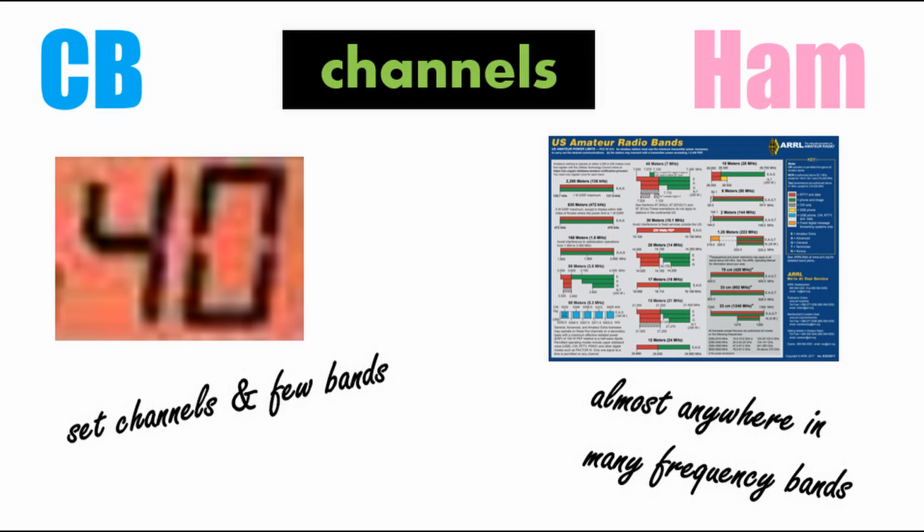Number 2. With CB, you've got a radio with set channels on a narrow frequency band. Maybe even more than one band if you're in some countries. Whereas with amateur radio, you have a lot of frequency bands and can transmit anywhere within them, picking any frequency.